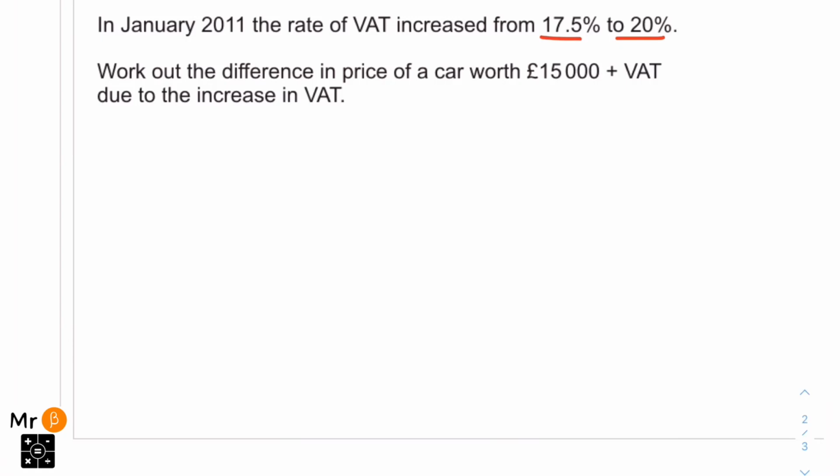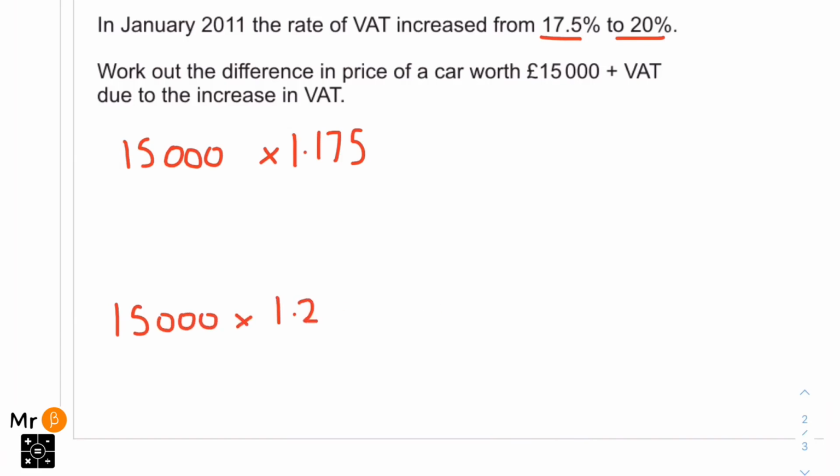Our next question, it's told you that the rate of VAT has increased from 17.5 to 20%, and it wants to know the difference in price of a car worth 15,000 plus VAT due to the increase in VAT. So first of all, we're going to start with our original amount, 15,000. We need to times it by our increase multiplier. So for 17.5%, it would be 1.175. Again, you can draw that bar out if it helps. And then for the 20%, it'll be times 1.20.